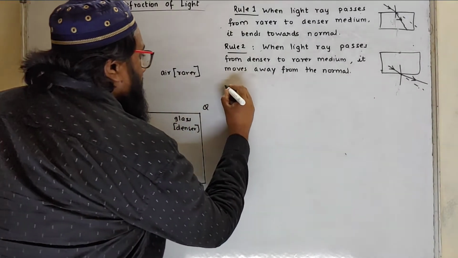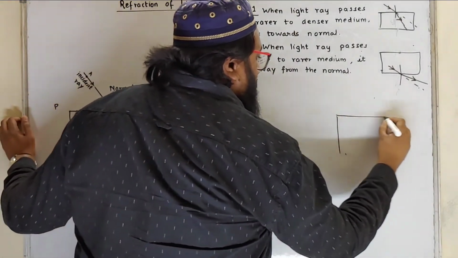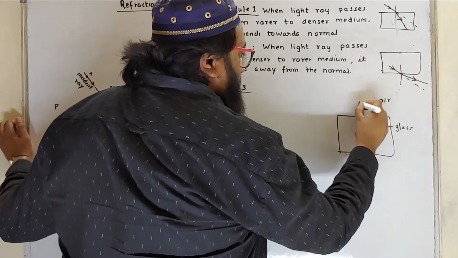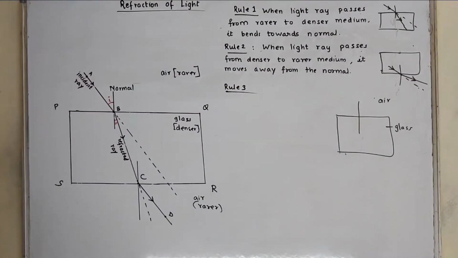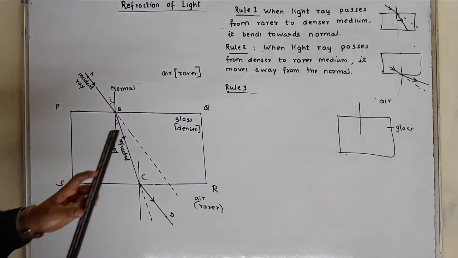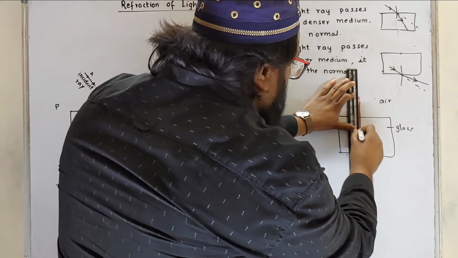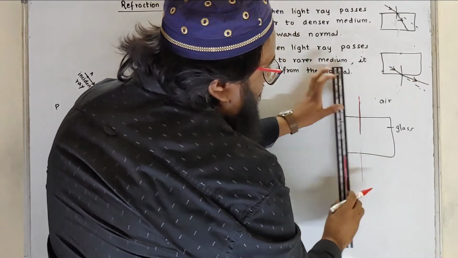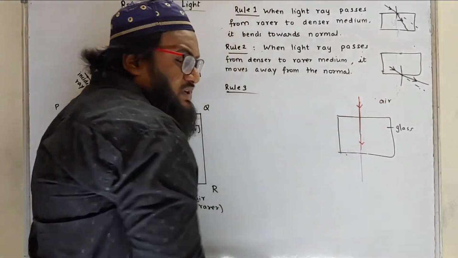Now rule 3. This is glass, this is air, this is the normal. When light ray is incident obliquely... now the light ray is incident normally. Now when it is incident normally, it will pass through the glass surface without any deviation. I mean without change in the direction.